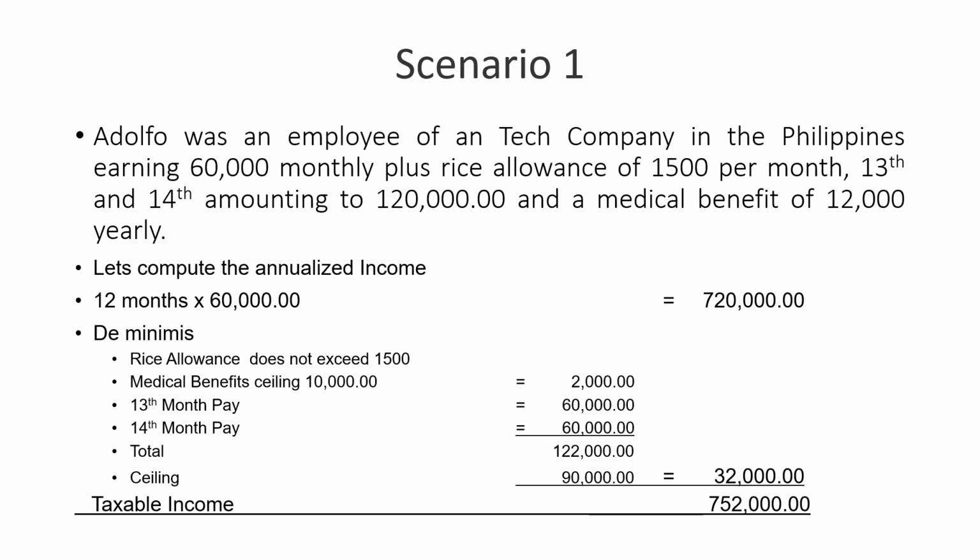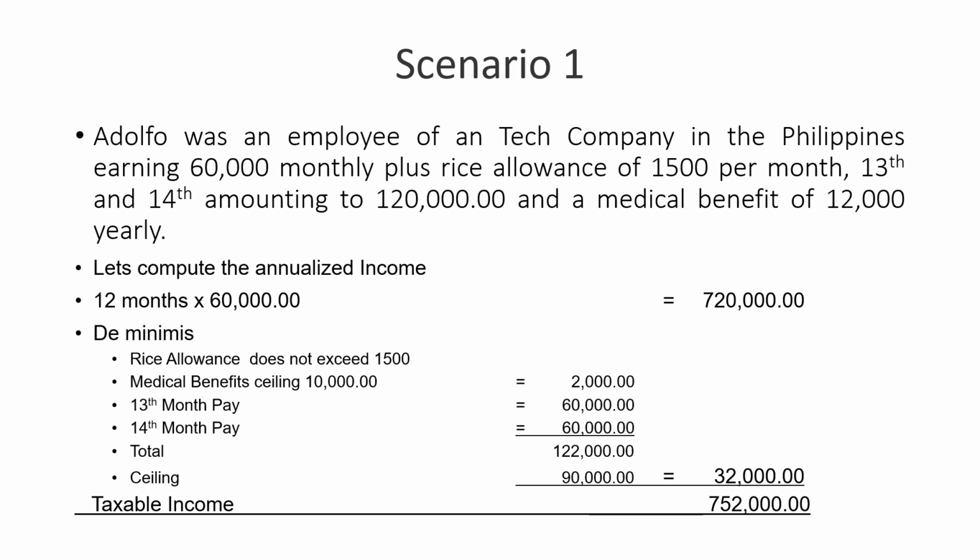So, all in all, ang na-receive niya additional allowance pwera dun sa compensation niya was 122,000. So, 122,000 less 90,000 ceiling. Therefore, meron kang additional 32,000 that is still taxable. So, we add 720,000 plus 32,000. So, we therefore are able to get the taxable income of 752,000. Okay? So, 752,000, ito na ngayon yung taxable income natin na isa-subject natin sa tax.